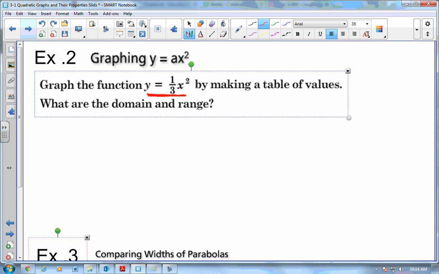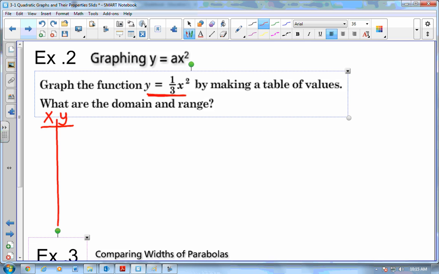Okay? Table of values, we need x and y. Now with our table of values, who likes decimals and unpretty numbers? Only a few people. Okay. Well, for me, I don't. On this one, since we have a fraction 1/3, fractions are division. See that divide by 3?